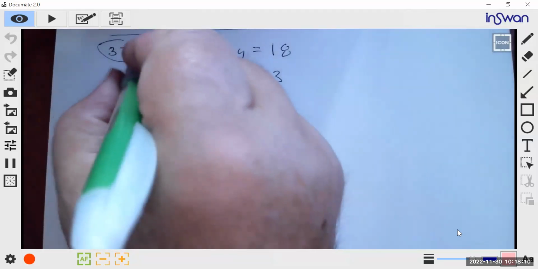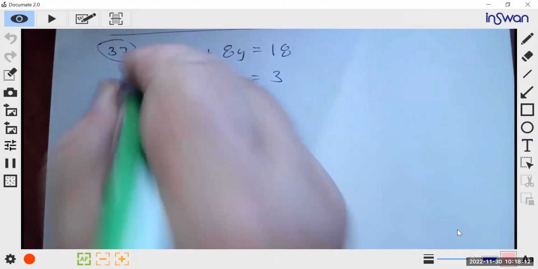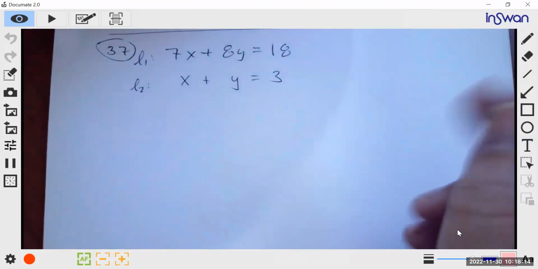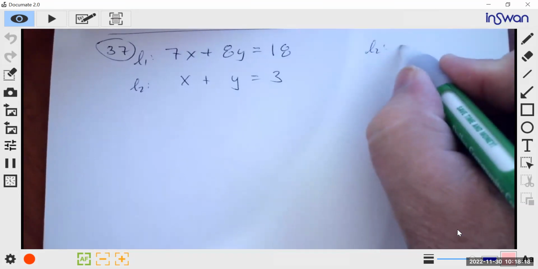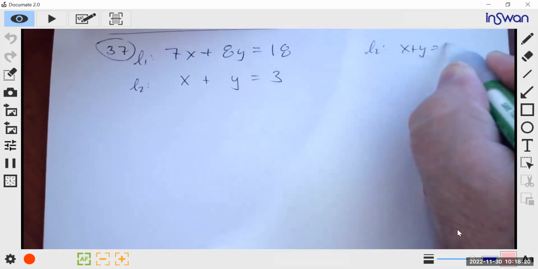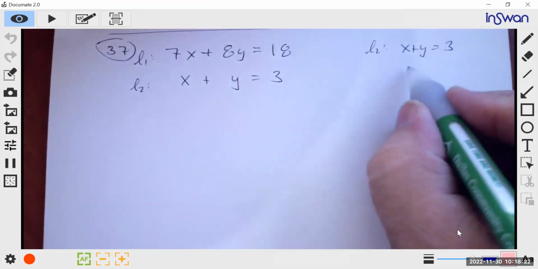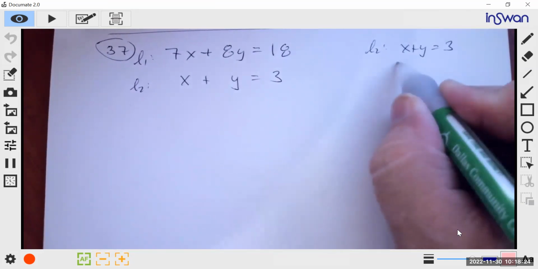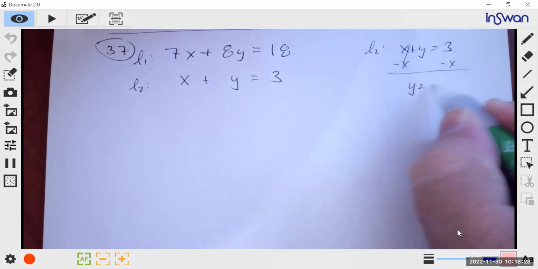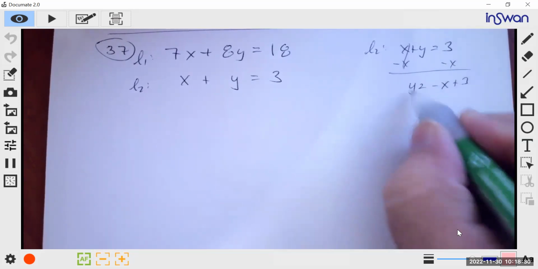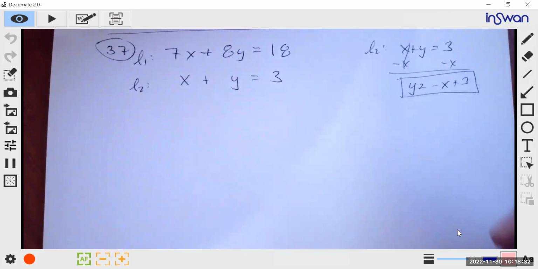This is line 1. This is line 2. It's using substitution. So I'm going to take line 2 and solve for y. So I subtract x from both sides. So there's my equation for y.